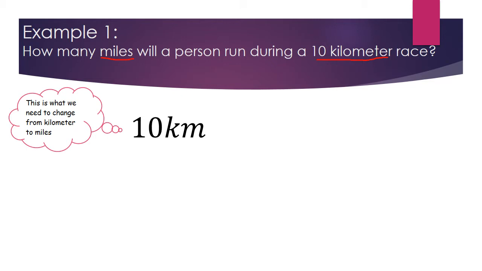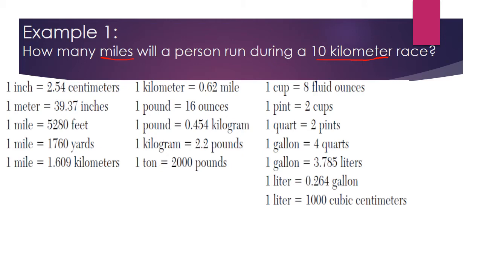So to set up the dimensional analysis, I need to start with what's given to me. And what's given to me in this question is 10 kilometers. So I'm going to write down 10 kilometers, and then I'm going to look at the reference sheet to try and identify a piece of information that can help me do the conversion. So looking at this reference sheet, I can see that 1 kilometer is equal to 0.62 mile. So I'm going to use this piece of information to write what I call a conversion ratio.